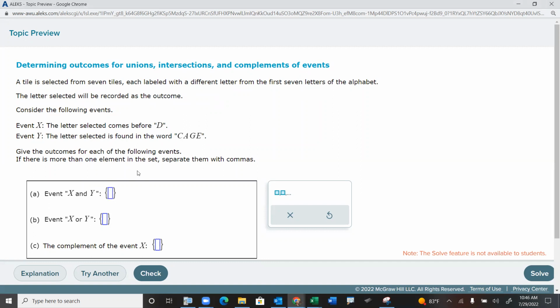Well, and means multiplication, but multiplication doesn't make sense here. Another interpretation of and is intersection, or what do they have in common? So let me write that down as well. Event X is A, B, C.